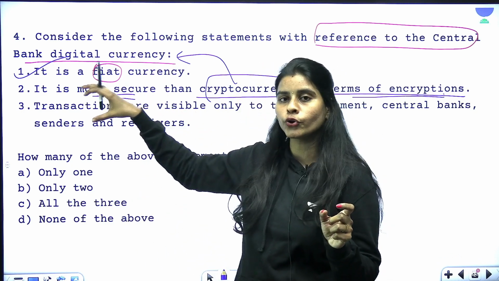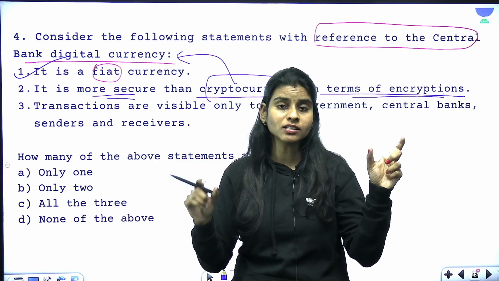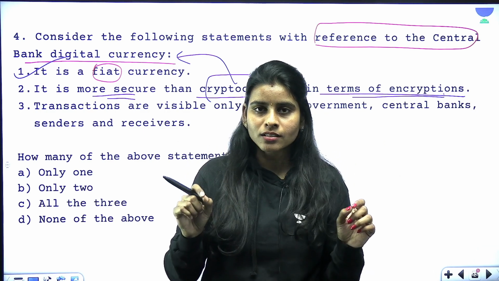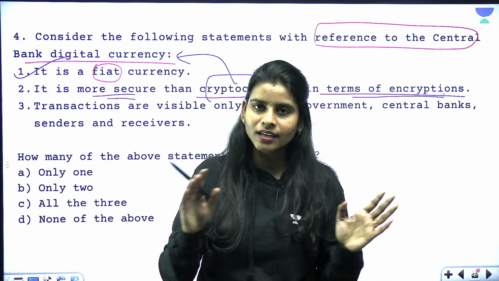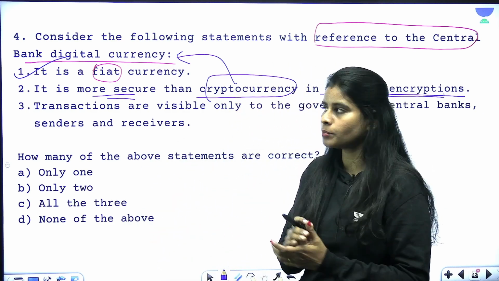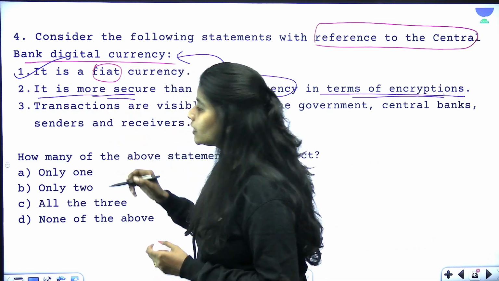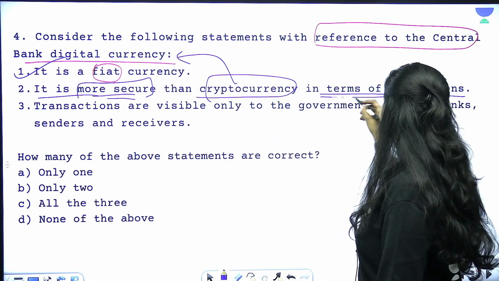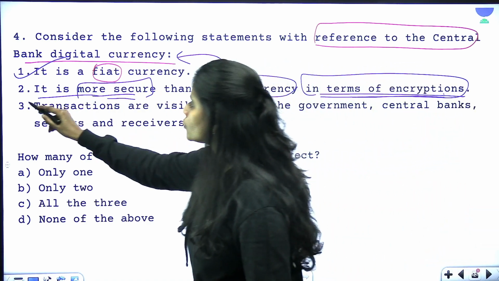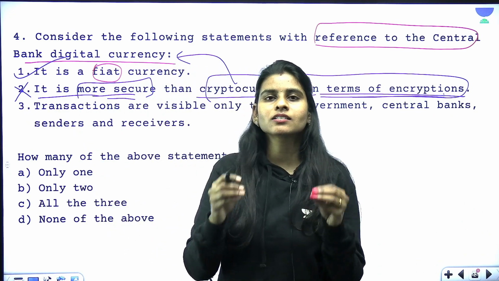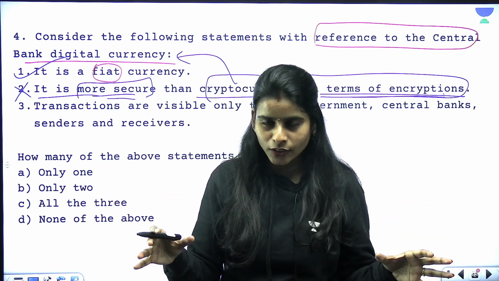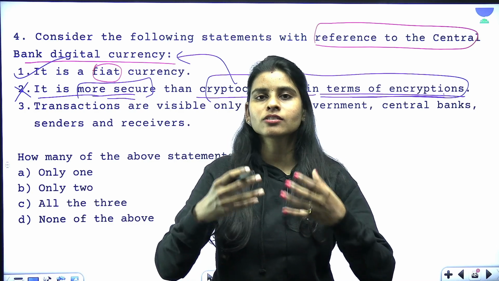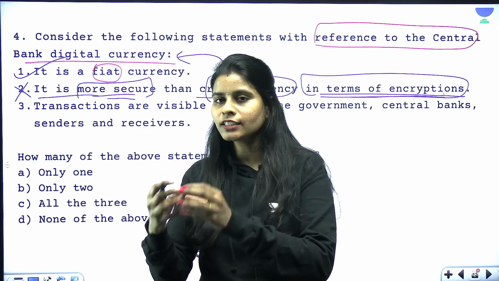Okay, so this is given for you to understand the difference between cryptocurrencies and digital currencies. So all types of digital currencies are not cryptocurrencies, but all cryptocurrencies are digital currencies. Talking about the security perspective, this statement says that central bank digital currency is more secure than cryptocurrency in terms of encryption. This statement is not true. Why? Because cryptocurrencies run on blockchain technology which uses cryptography for encryption, and that makes it quite secure, and that is why people move towards cryptocurrencies.